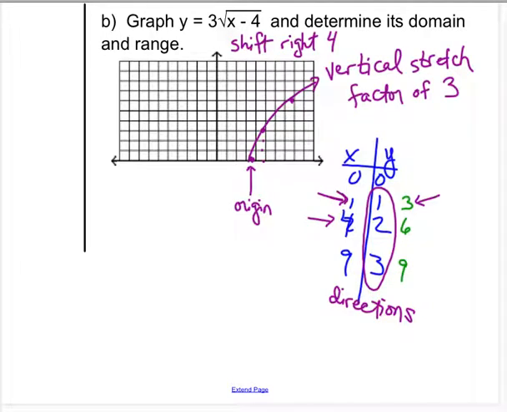So looking at my domain now, notice that I'm not starting on the y-axis. I'm starting at 4 because you have to look at what's under the radical being greater than or equal to 0. What's under the radical has to be greater than or equal to 0. So when we solve that, we get our domain. The range, in this case, I didn't shift it up or down, so my range is the same as the parent function.